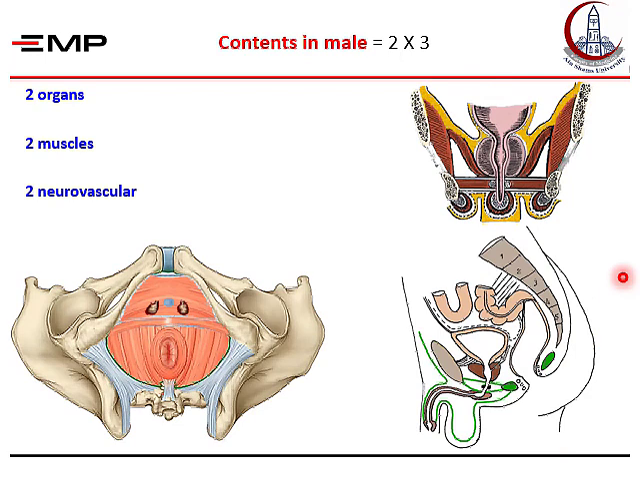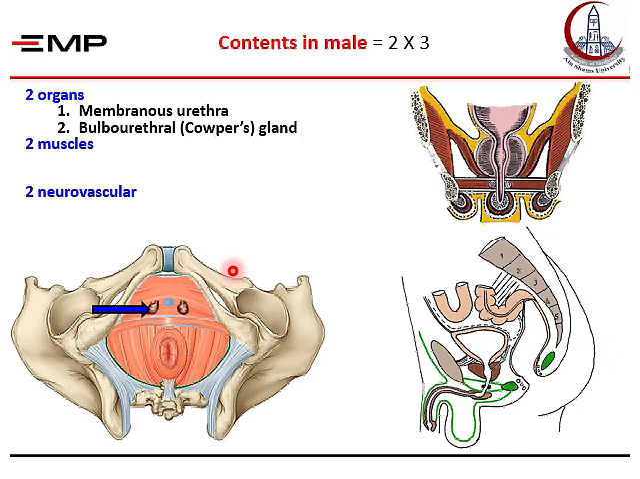2 organs, 2 muscles, and 2 neurovascular structures. Okay, let's see at first the 2 organs. The 2 organs are the membranous urethra, that is the continuation of the penile urethra. It is the connection between the prostatic urethra and the penile urethra. As it lies between 2 membranes, it's called membranous urethra. And on each side of the membranous urethra, we have a Cowper's gland that is called the bulbourethral gland.